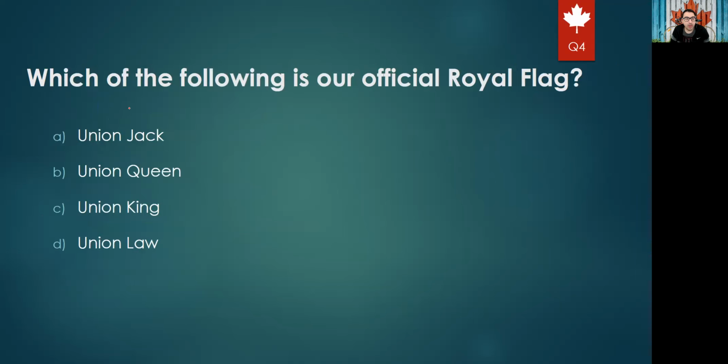Next question will be: which of the following is our official royal flag? Royal flag is different from our national flag. So the royal flag is Union Jack, Union Queen, Union King, Union Law. Yeah, the right answer is A, which is Union Jack.